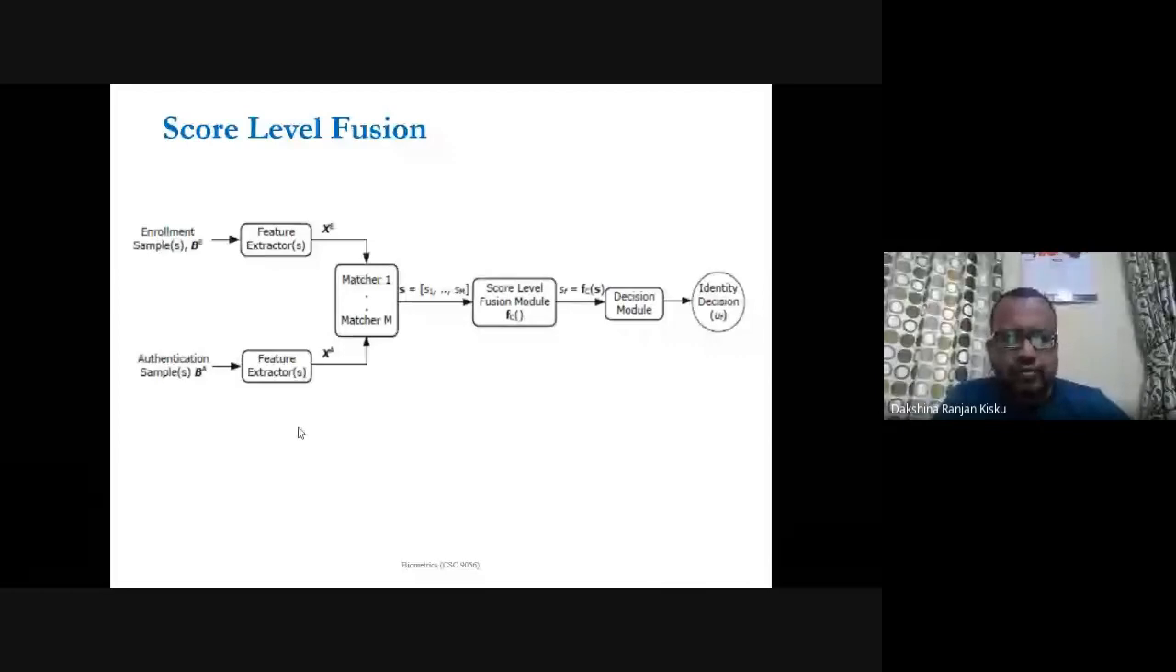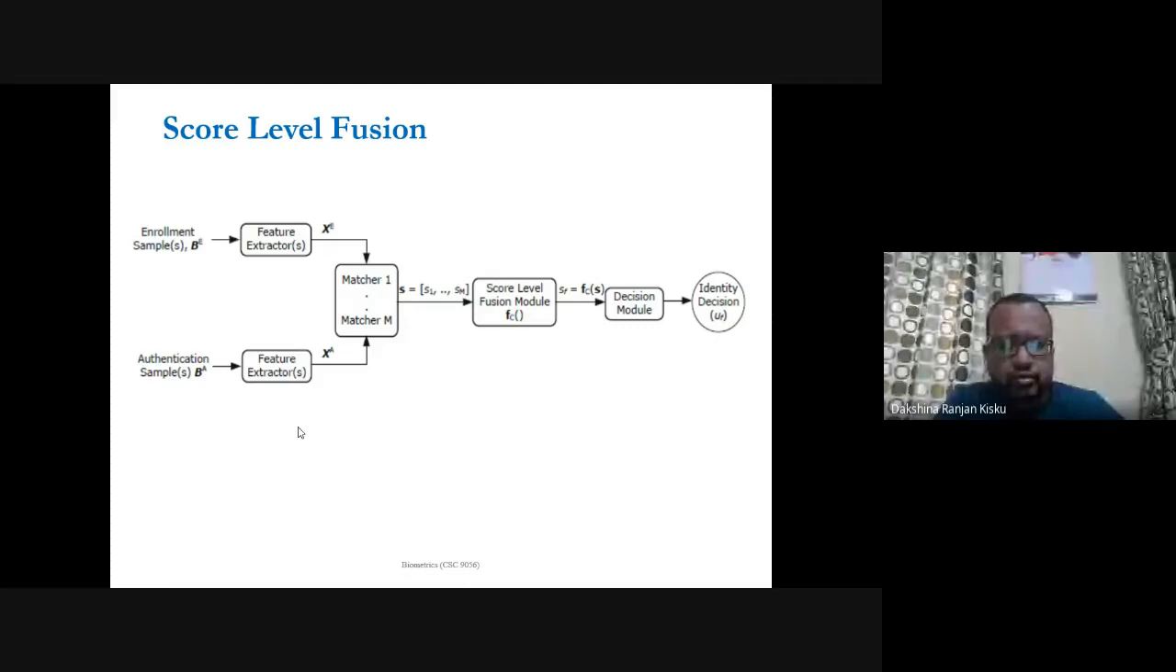Now we will talk about score level fusion. We have just discussed rank level fusion and feature level fusion. If we compare score level fusion with feature level fusion or rank level fusion, we see that score level fusion is done after the matching module. That means after matching, we get the matching proximities or matching scores, and those matching scores are fused together in score level fusion.